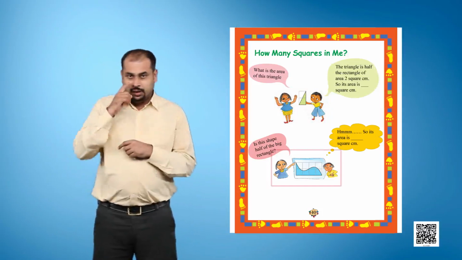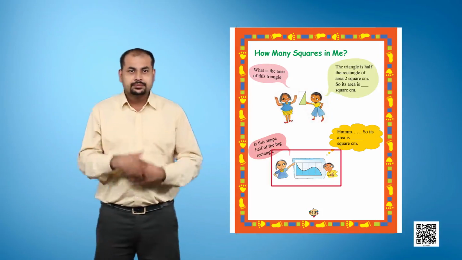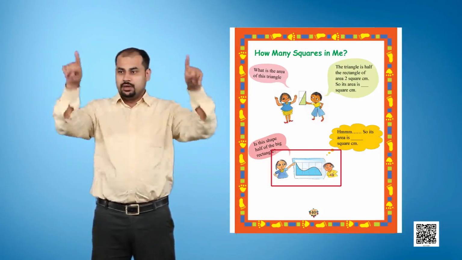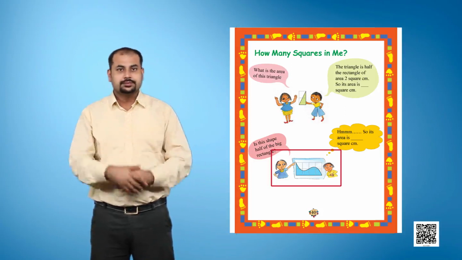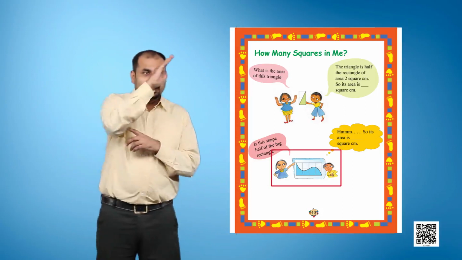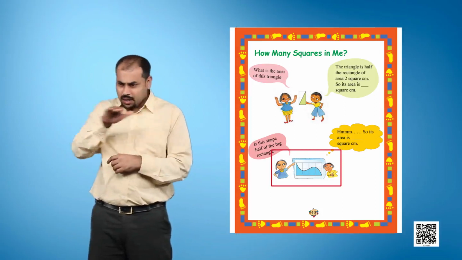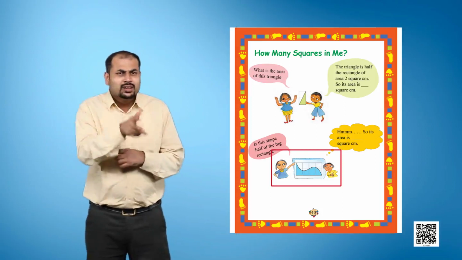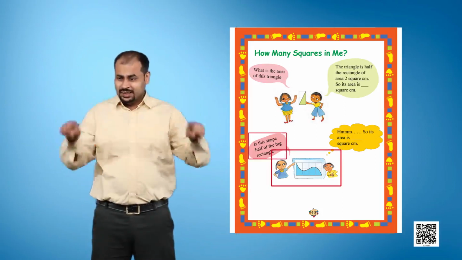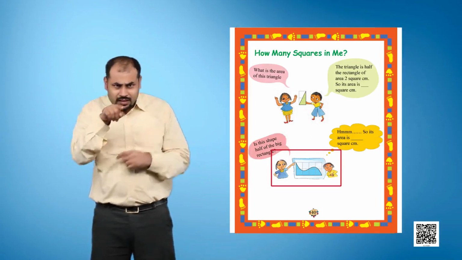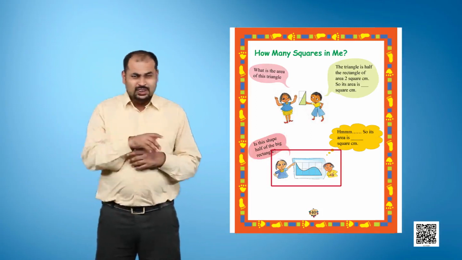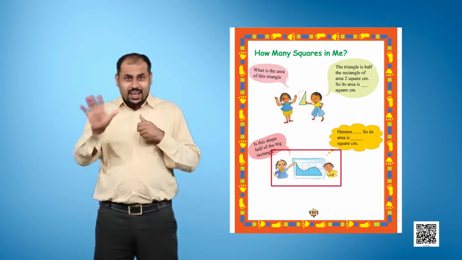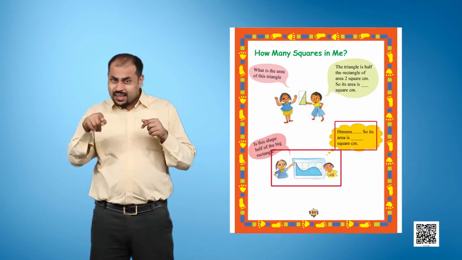Below that, we have another conversation between a boy and a girl. In between them, we see a big rectangle in which there is a shape of curves drawn. The girl is asking, "Is this shape half of the big rectangle?" The boy is thinking, so its area is dash square centimeters.